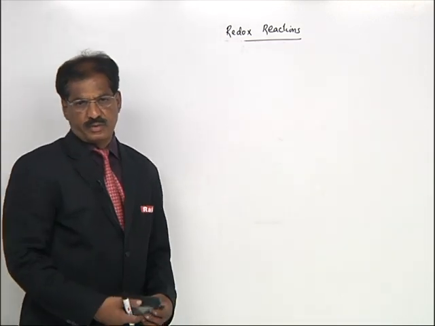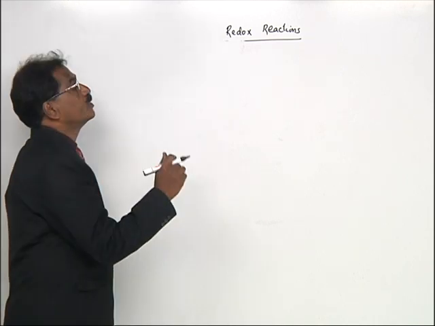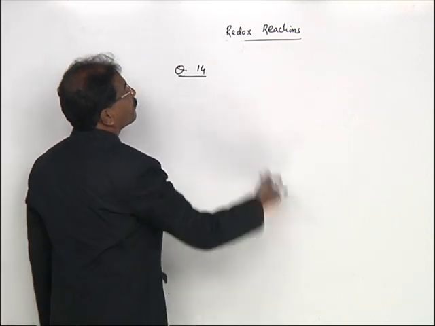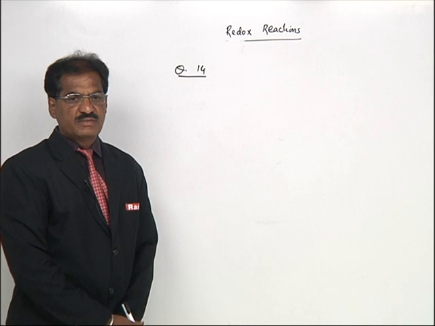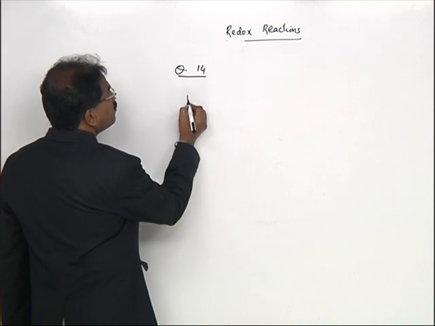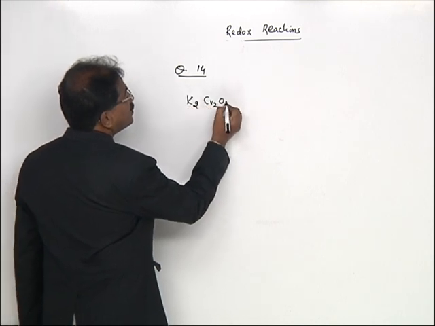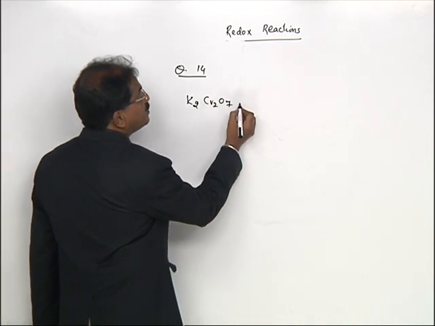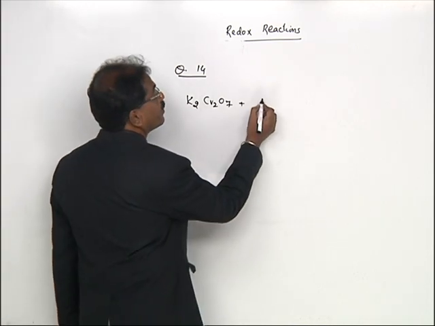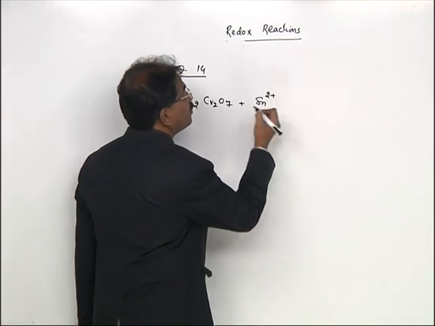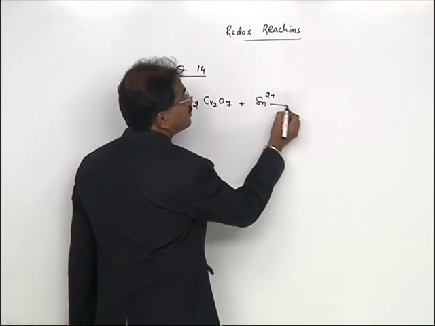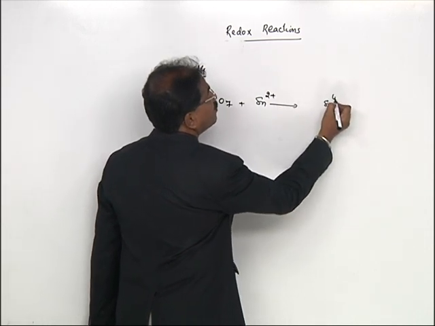Next. Question number 14. How many moles of the K2Cr2O7 can be reduced by 1 mole of Sn2 plus? See, K2Cr2O7, in any reaction, if 1 mole of K2Cr2O7 participates, it always gains 6 moles of electrons. Similarly, when 1 mole of Sn2 plus participates, Sn2 plus will always get converted into Sn4 plus.